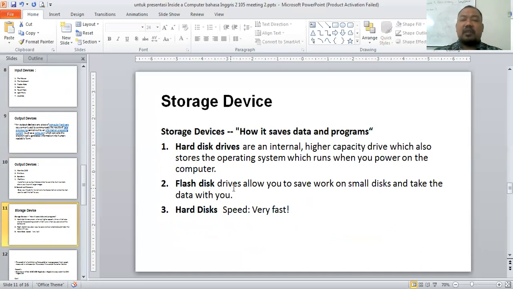Flash disk drive allows you to save work on small disk and take the data with you. Flash disk itu kita semua bisa adalah hal penyimpanan yang bisa kita bawa kemana-mana dan kapasitasnya lebih kecil daripada hard disk. And then hard disk speed is very fast.